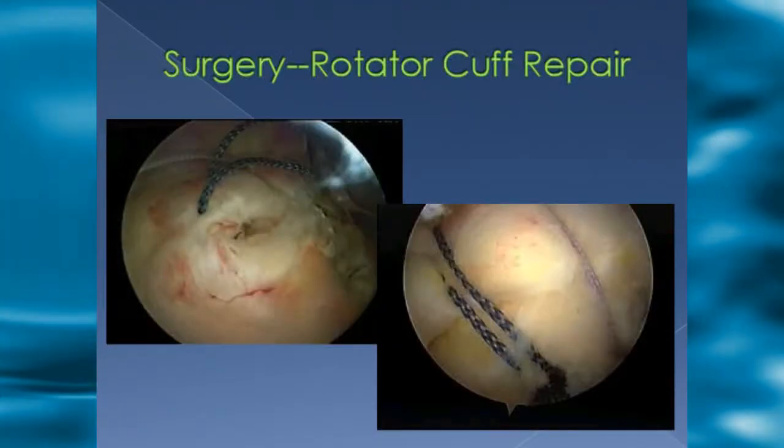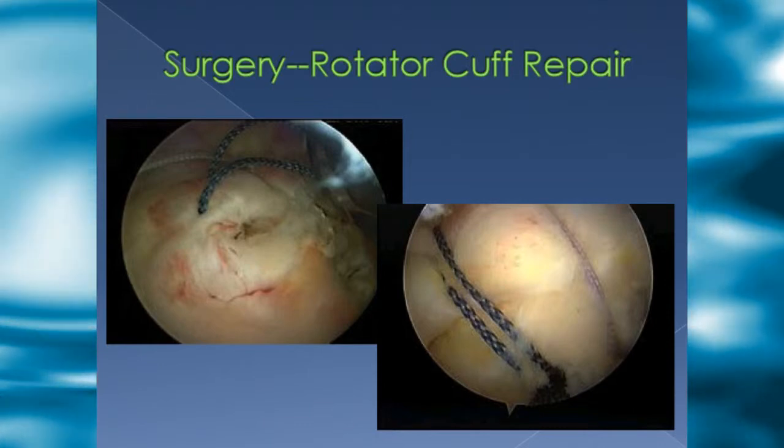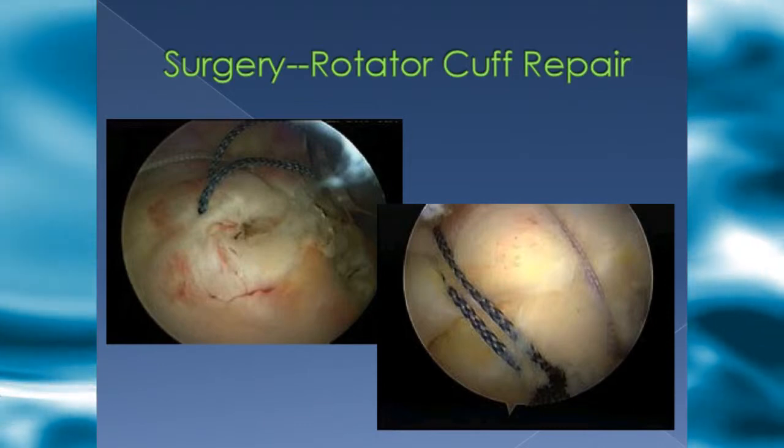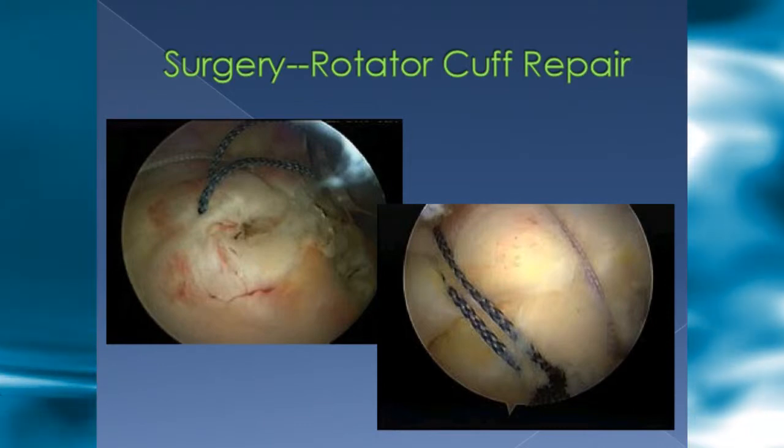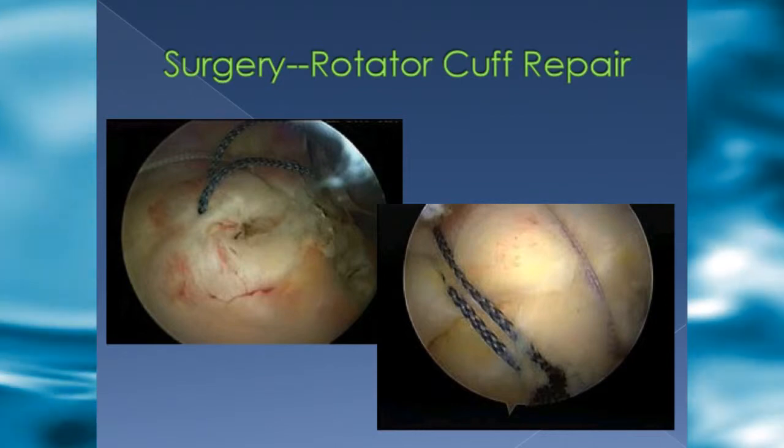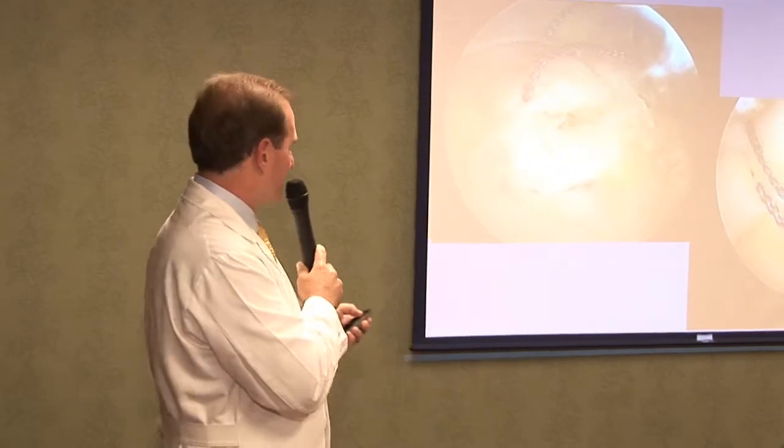Here's a picture of the inside of somebody's shoulder. This was a rotator cuff tear that had torn off the bone. We use different types of sutures to actually pull the rotator cuff tear back and repair it to the bone.